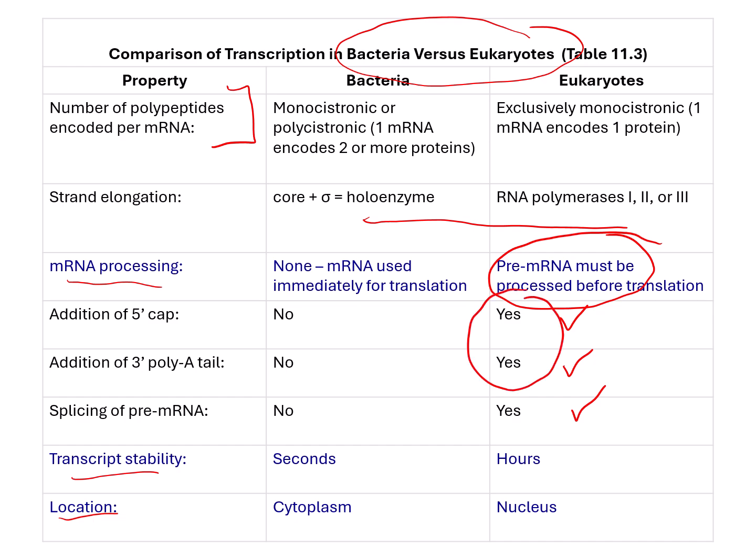This processing actually lengthens the stability of our transcript. So messenger RNA lasts for hours in eukaryotes versus seconds in prokaryotes like bacteria because they don't have these protections. So enzymes will chop up the RNA quickly. Location, remember this happens in the nucleus for eukaryotes, but everything happens in the cytoplasm of bacteria.